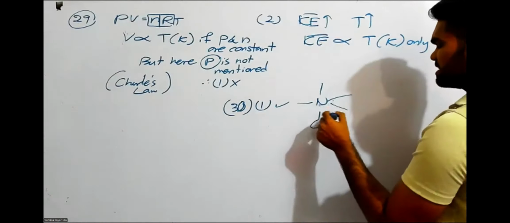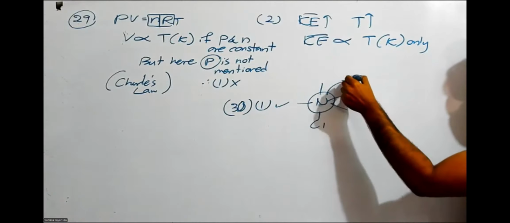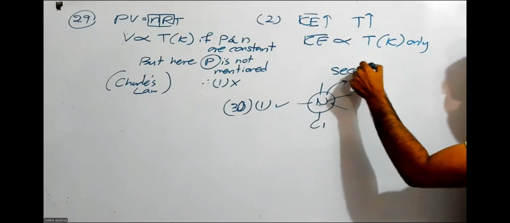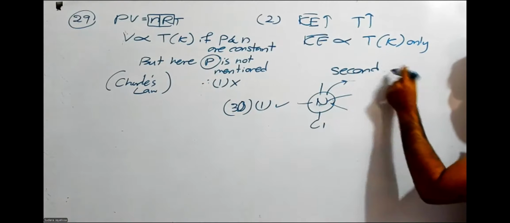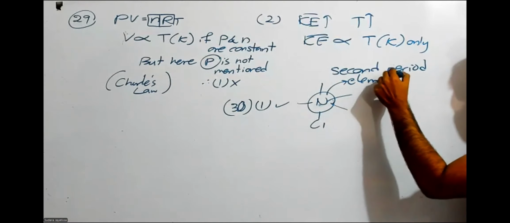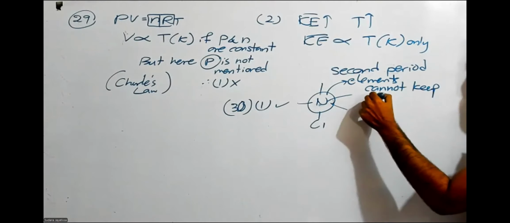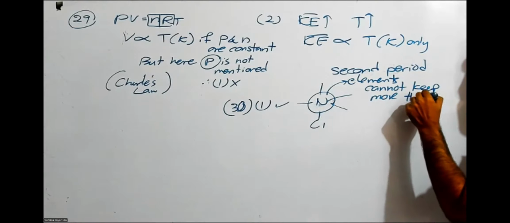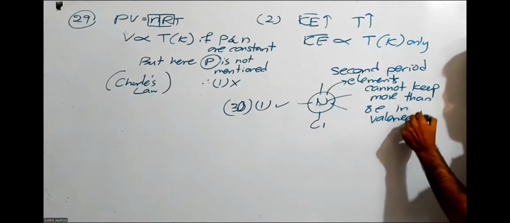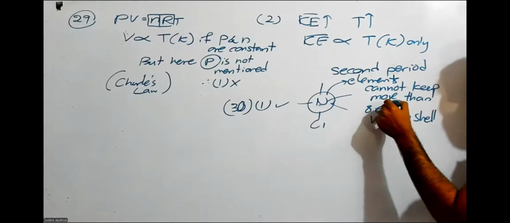The reason is nitrogen cannot form more than 4 bonds. Nitrogen, or you can say second period elements, cannot keep more than 8 electrons in the valence shell. Because in the second energy level, it can keep a maximum of 8 electrons.